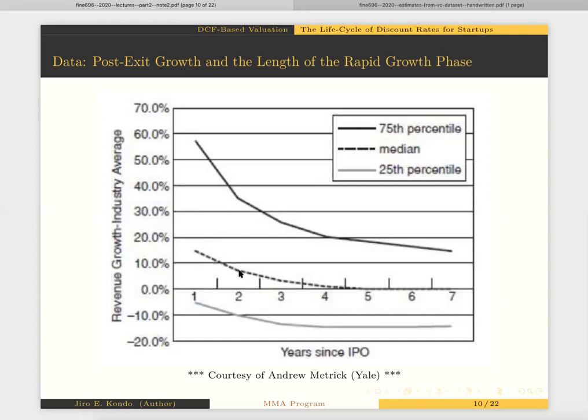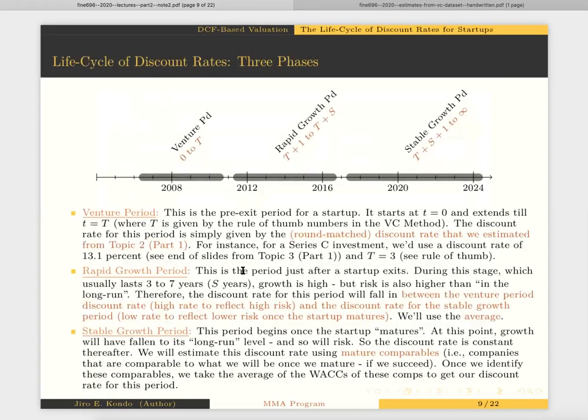Then that number goes down to a bit under 10% after 2 years. It's a little bit lower than 5% after 3 years. And we can see after 5 years, the median company is growing no faster than the average company in the industry. So this is just, again, showing you real world data that justifies the common use of 5 years as a length of rapid growth phase.